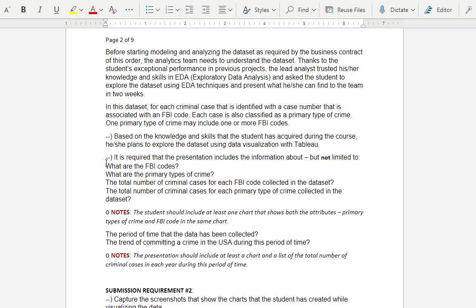Here we have to find the FBI code. We have to find the primary type of crime. We have to find the total number of criminal cases for each FBI code or each primary type, and also the period of time that the dataset covers, and the trend of committing crime in the US during this period of time.